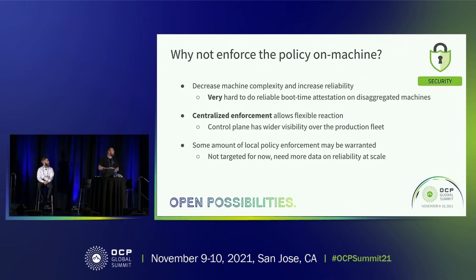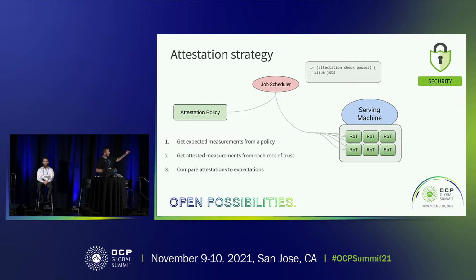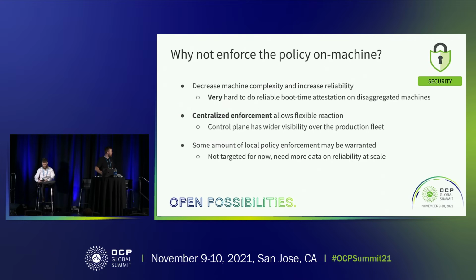Now, why not enforce the policy on the machine? So I'm going to go back a slide real quick. The roots of trust are over there on the machine. Could we not just have the machine reason about itself, like I'm attested or I'm not? That would be nice, but this is what gets into the trade-off between complexity and reliability. It's very hard to do reliable attestation of a complex disaggregated machine, the kind that we're looking to build.